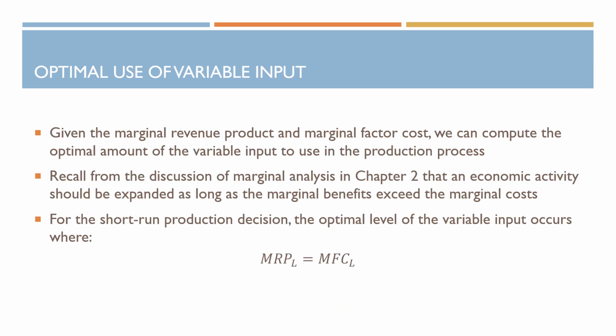So given the marginal revenue product and marginal factor cost, we can compute the optimal amount of variable inputs. The rule of thumb here is the marginal analysis from chapter 2, where the additional benefit equals the additional cost, and that's the point of optimization we are looking at. So again, mathematically, short-run production decisions will always be optimized where the marginal revenue product of labor is equal to the marginal factor cost of labor in production.